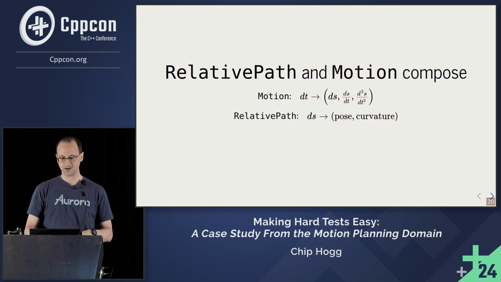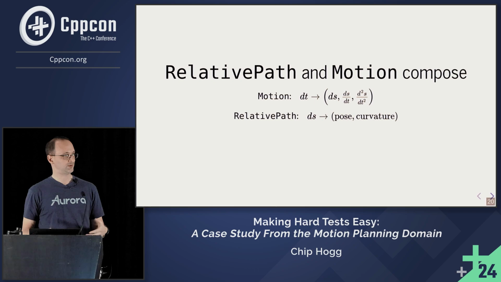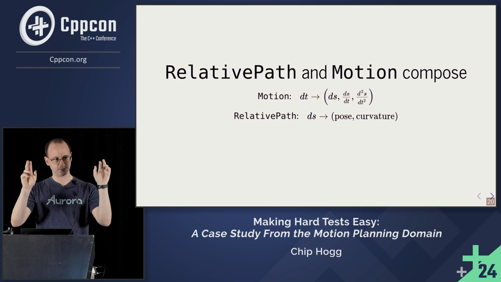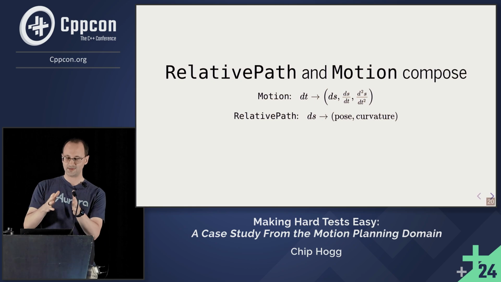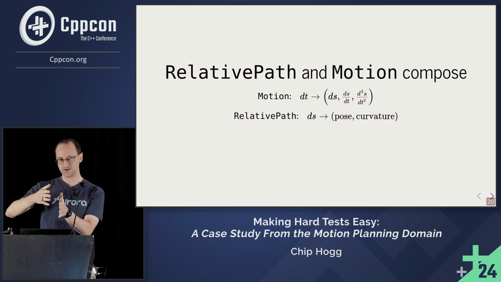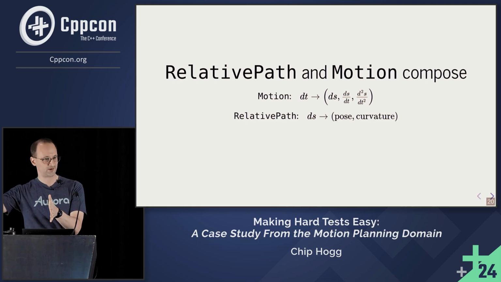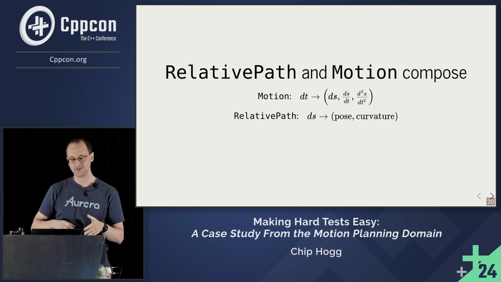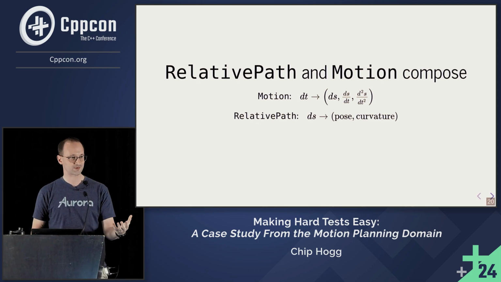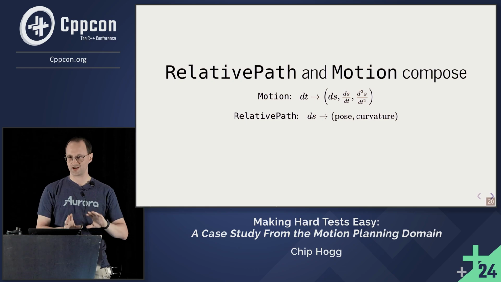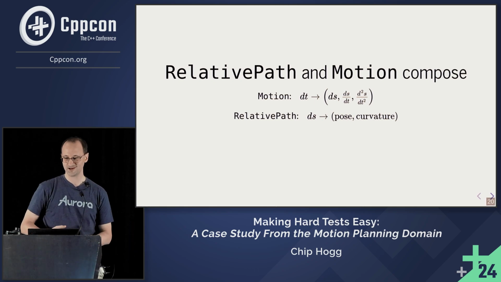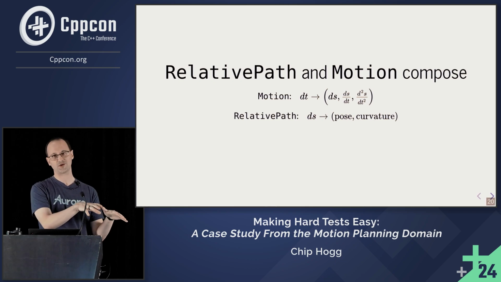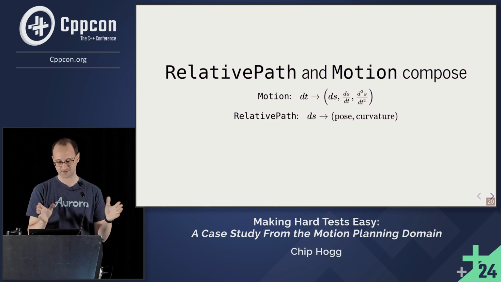There are other polymorphic constructors I kind of glossed over here to make that possible. There's a very natural composition between the relative path and the motion. Given a dt compared to time equals 0, that dt will give you the along path displacement ds and the velocity and acceleration. And then that ds, in turn, you can feed into the relative path and get the pose. And also the curvature, which I left out of the slideware, but we do have that as well. So you kind of get all the vector quantities, spatial derivatives, time derivatives.